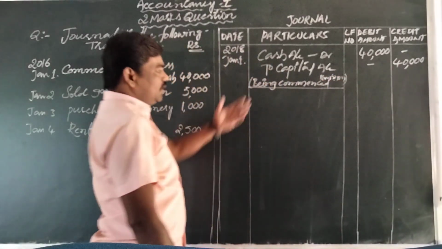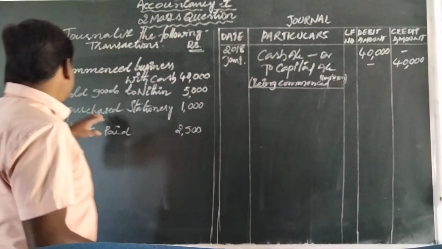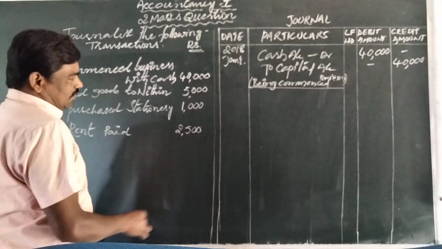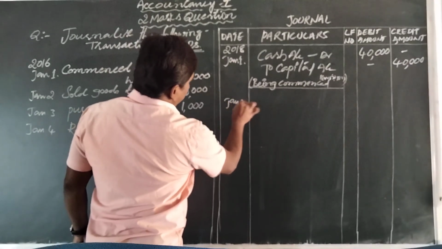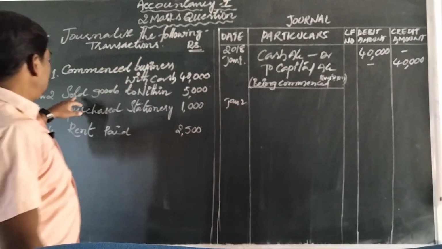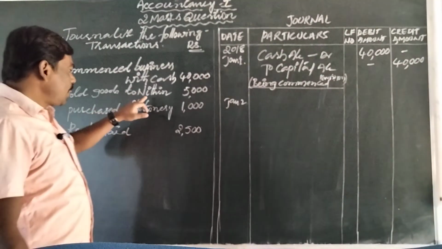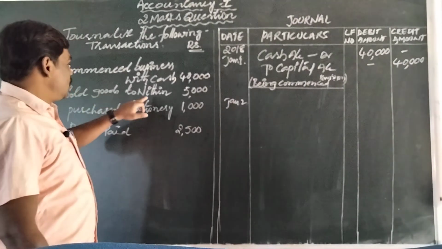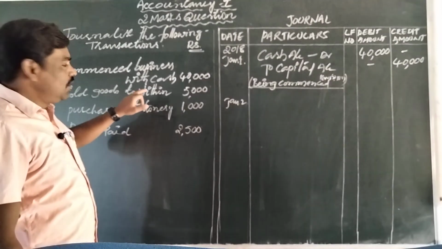Business commenced with cash. If you want, you can go to add it. Next, second entry. What is the second entry? Sold goods to Nitin on January 2nd. So what's happening here? Sold goods to Nitin. Nitin is the name of a person, and goods is an asset. When it is the name of a person, it comes under personal account.